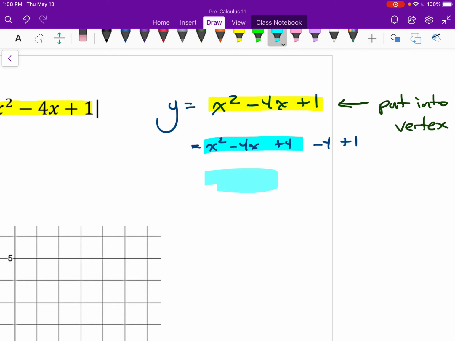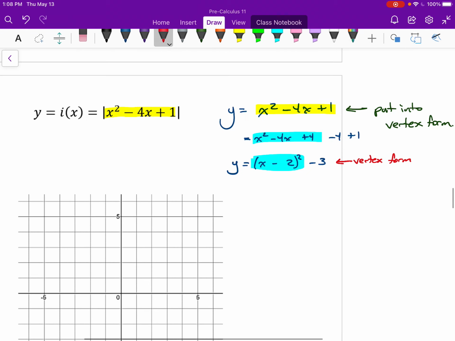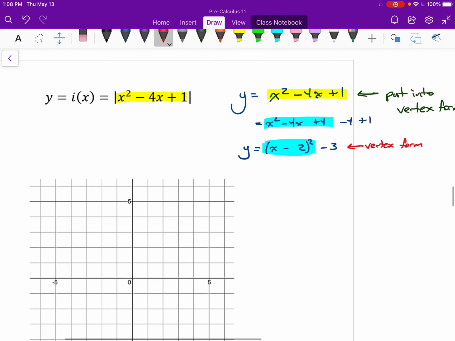What I have in blue is a perfect square. So what I have in blue, I can write as x minus 2 all squared. And then I have minus 3 over here. There we go. Now I'm in vertex form. And so now I can tell a lot about this function of x squared minus 4x plus 1. Because again, what you see here is just a more convenient form than what you saw at the beginning.